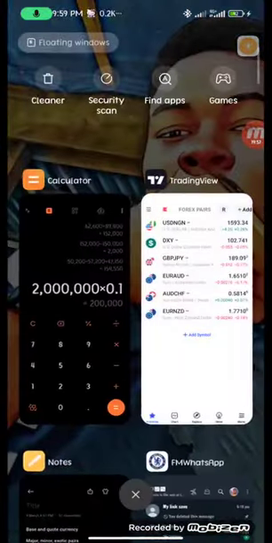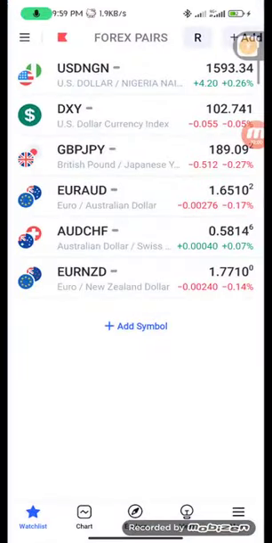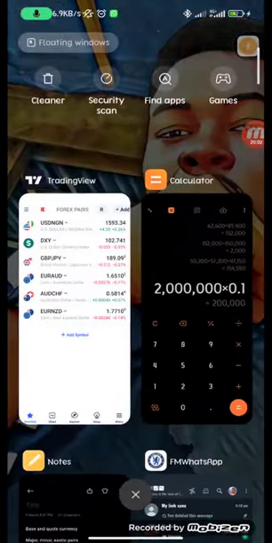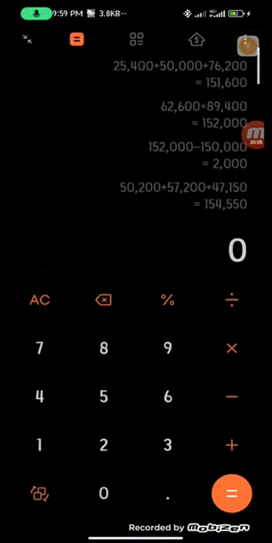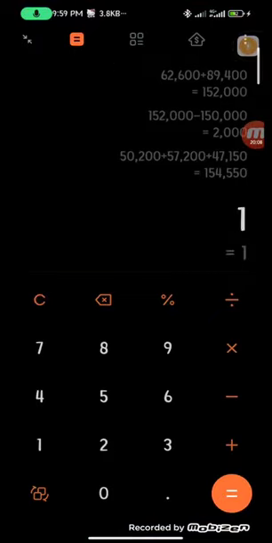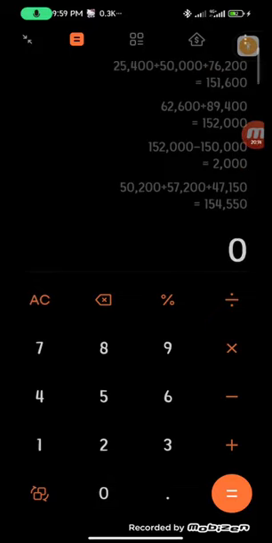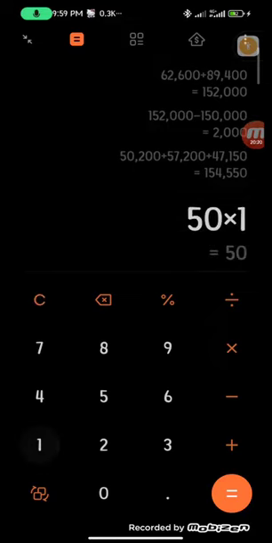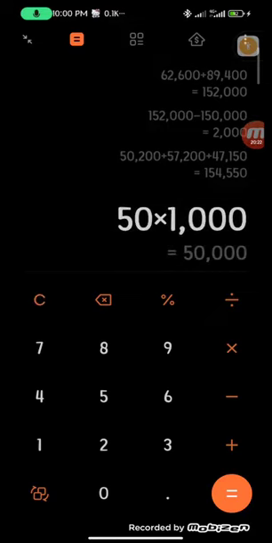Now let's say 1 is to 1000. It means if I have $50 in my trading account, and my leverage is 1 to 1000, I can actually take a trade worth 50 times 1000, that's $50,000, 50,000 units. I can trade up to 50,000 units, whereas I have just $50 in my account.